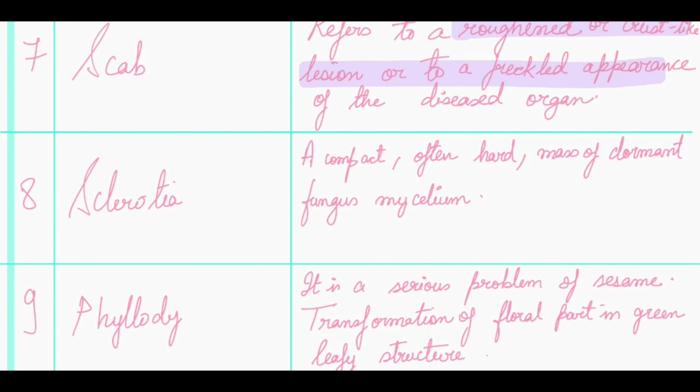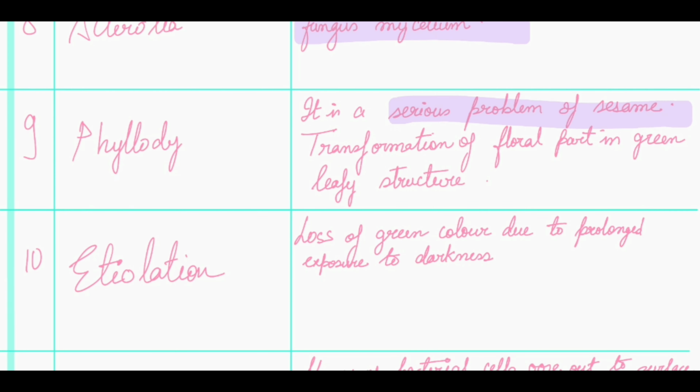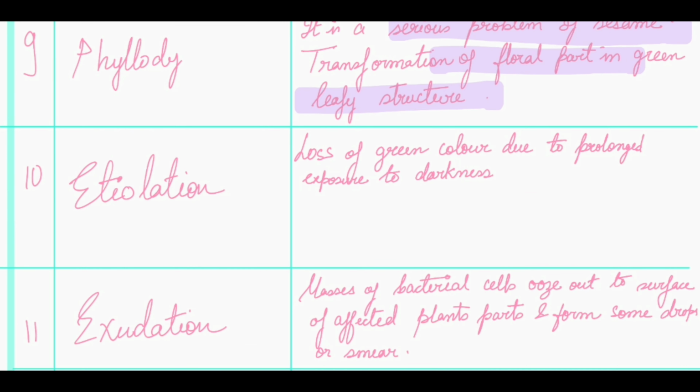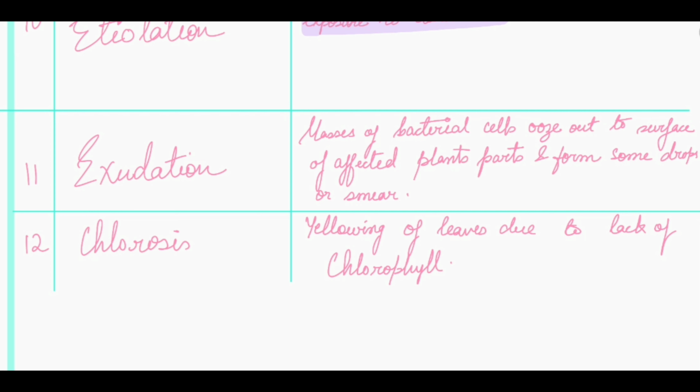Next is sclerotia. Sclerotia is a compact, often hard mass of dormant fungus mycelium. It is the hard crust of the dormant fungus mycelium. Phyllody is a serious problem. Transformation of floral parts into green leafy structures takes place in this disease. In phyllody, the transformation of the floral parts into green leafy structures takes place. Remember this thing. Then etiolation is nothing but loss of green color or chlorophyll due to prolonged exposure to darkness.